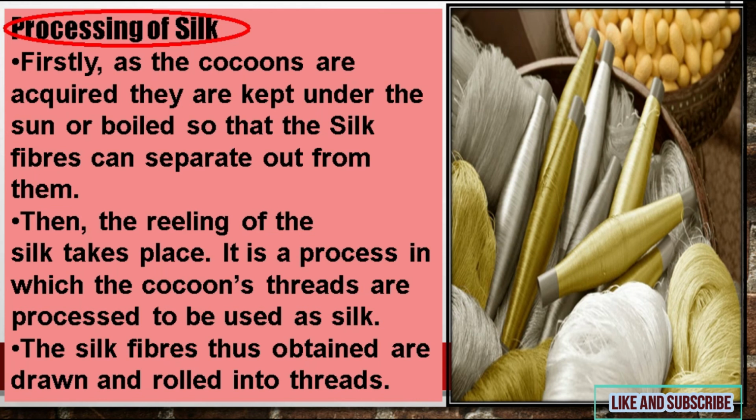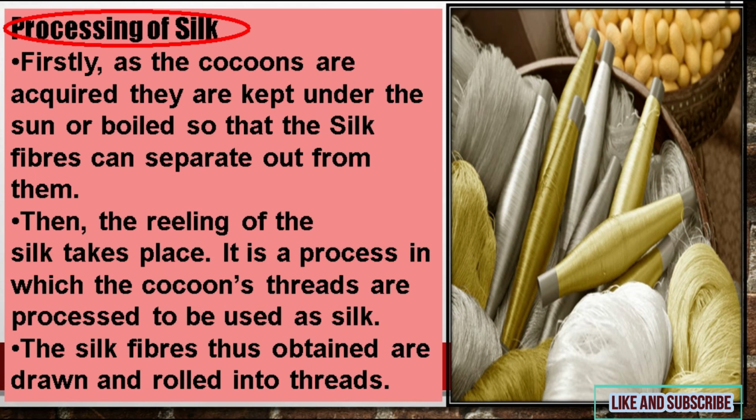Now students, as you can see here, the heading processing of silk, means at the cocoon stage how silk fiber is basically obtained from cocoons. So students, for this, first of all, the cocoons are kept under the sun or boiled so that the silk fibers can separate out from them.